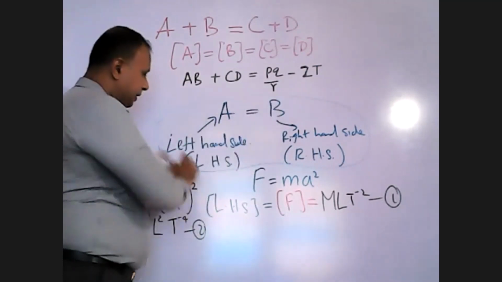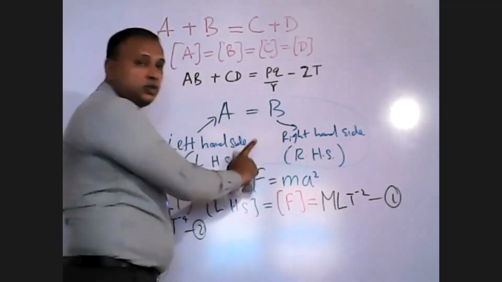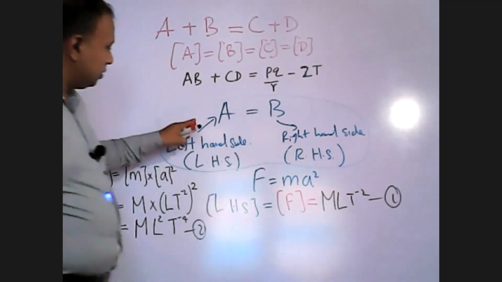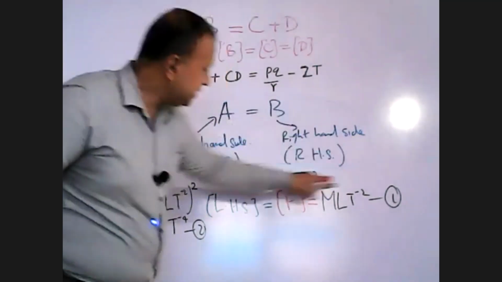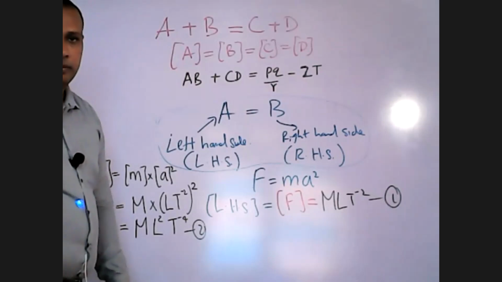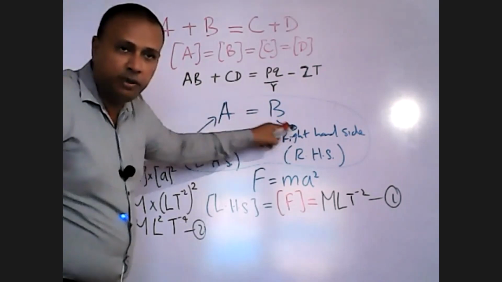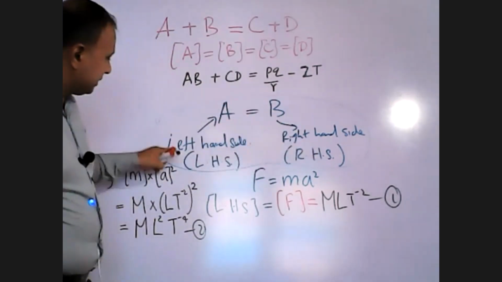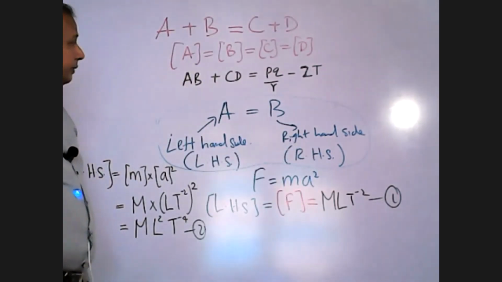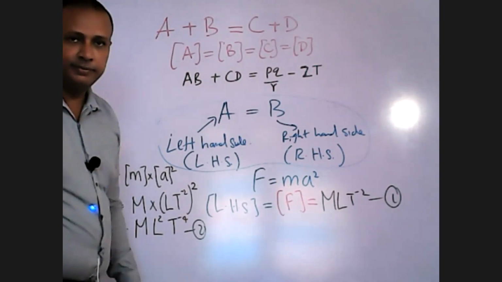A equal B, and note down this one. Left hand side, right hand side. Only this one. Don't write others. You have to write this highlighted one. A equal B. A means left hand side. B means right hand side. That is only. Okay.